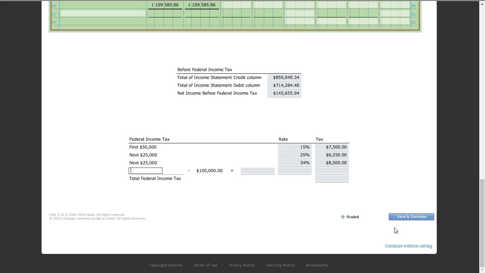Now, right here it says total federal income tax. That's what we need to get down here. But we have to get the rest of my numbers. So this right here is going to be my total net income. What is my total net income? 145,655.94. So I take this number and I plug it right here. Okay? So to do 145,655.94, notice I say subtract 100,000.